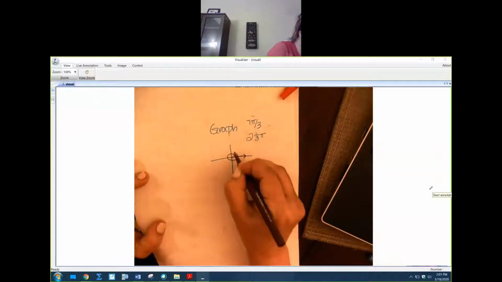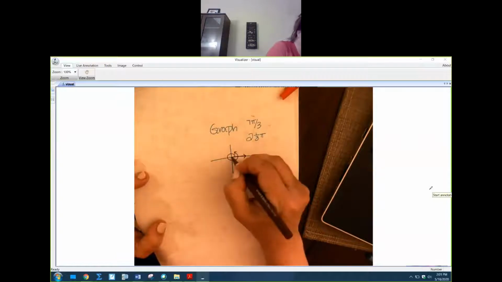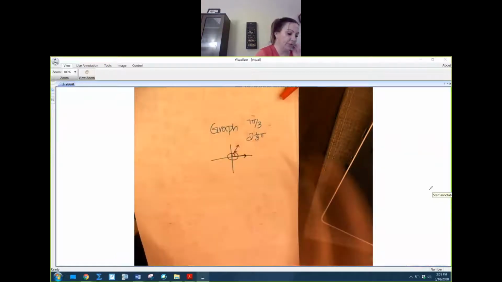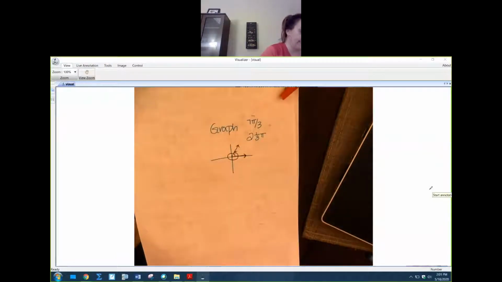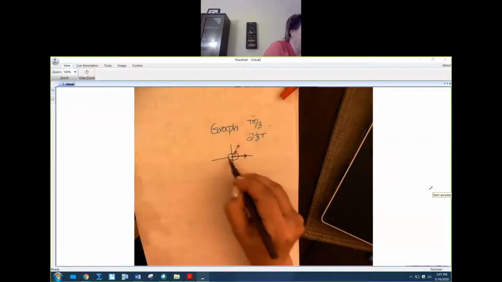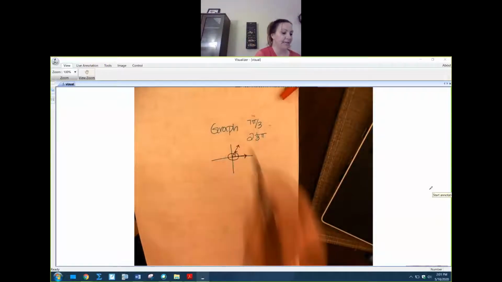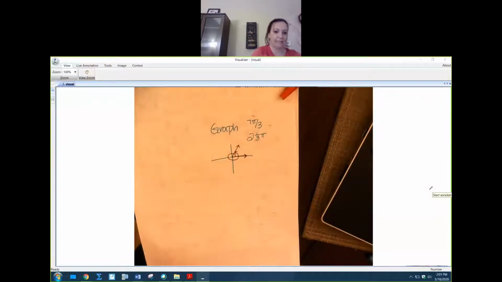And again, remember, this is 1 full pi here. But that would be how I would graph 2 1/3 pi. And again, we always have 3 parts: the initial side, the rotational arrow, and then the final side. But that's kind of what I was getting at with graphing those different pieces.